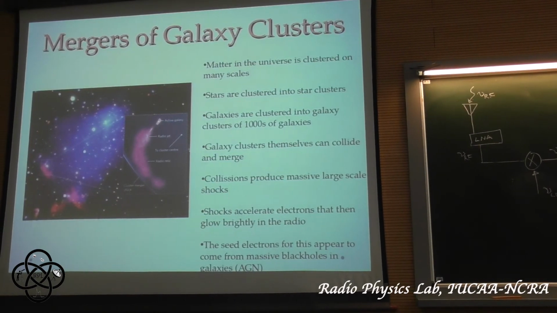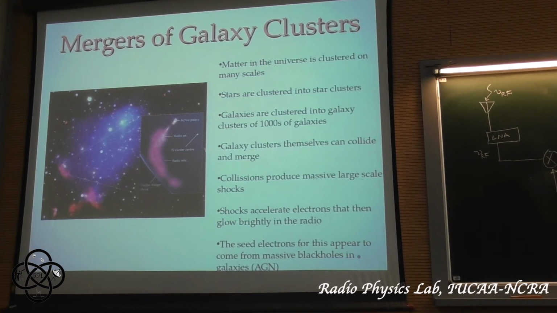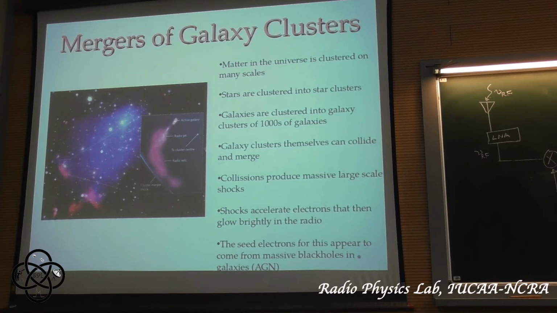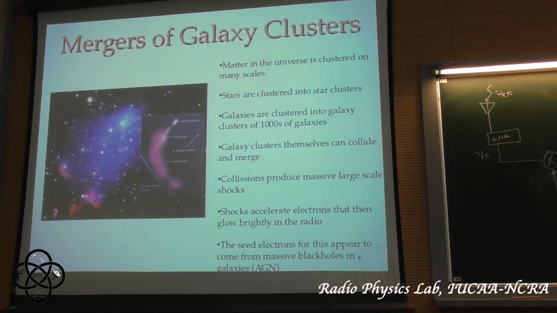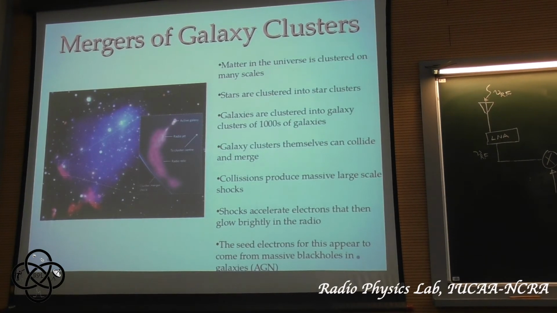All right, a couple more things which I thought I'd run through. I'm talking about what radio astronomers do. One is to look at mergers of clusters of galaxies. So we've been sort of zooming out a little bit. We've looked at pulsars, which are very compact objects in our own galaxy. Then we looked at galaxies. Now we are looking at clusters of galaxies. So matter in the universe is actually clustered on many scales. If you look at stars, many of you probably know that stars come in star clusters, often clusters containing hundreds of thousands of stars.